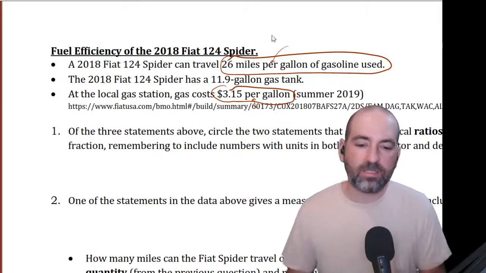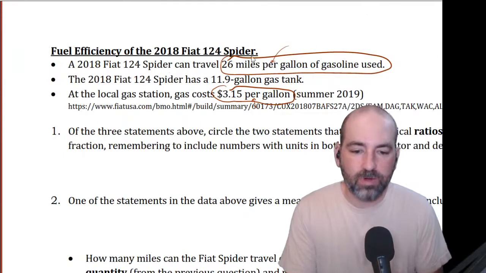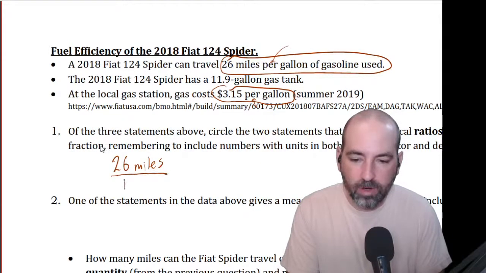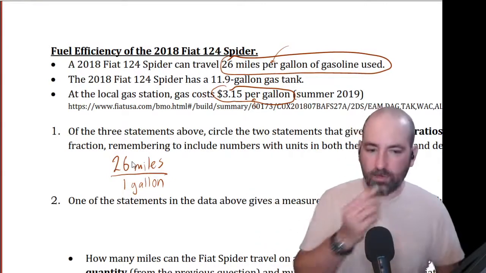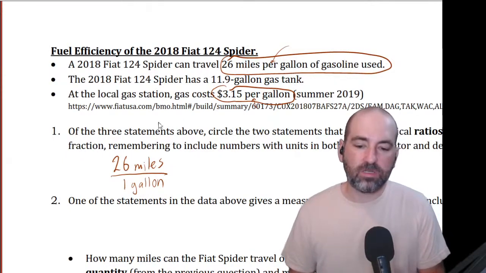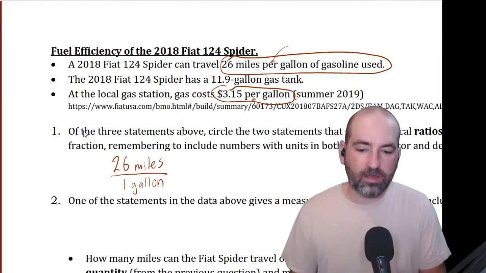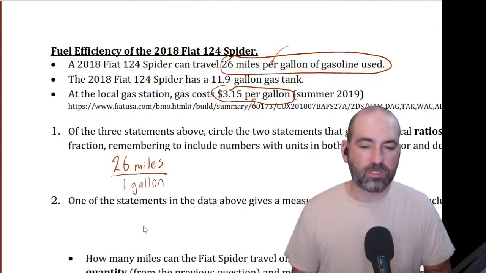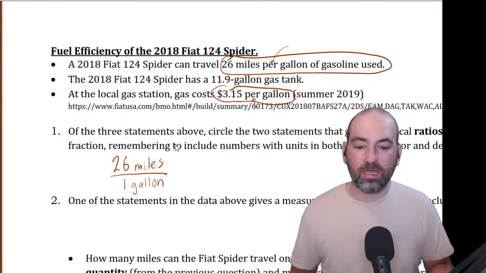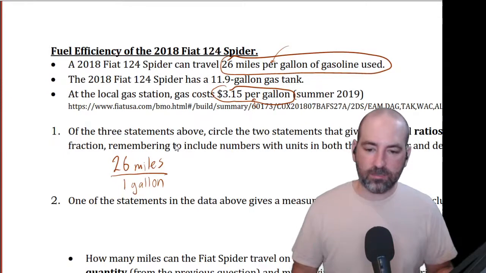So let's write these as fractions. 26 miles per gallon, we could write as 26 miles per 1 gallon. That's what that would look like in a fraction. And actually, the reciprocal of this is also true. So we could also write this as 1 gallon over 26 miles. That's not how it's written here, so I'm going to leave it, but that would also be a way of relating miles and gallons.